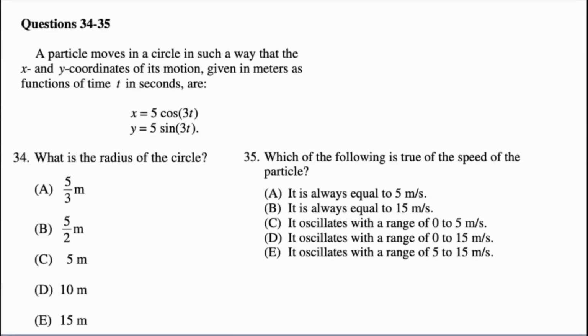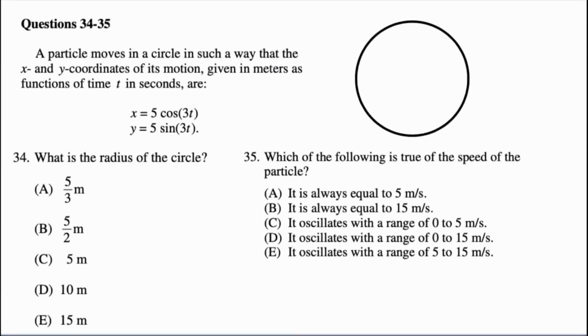Now we have the last two questions of the test. A particle moves in a circle in such a way that the x and y coordinates of its motion, given in meters as functions of time t in seconds, are: x is equal to 5 cosine of 3t, and y is equal to 5 sine of 3t. So these are parametric equations, which are a tough bunch. They're not really that common in physics, but they can appear.